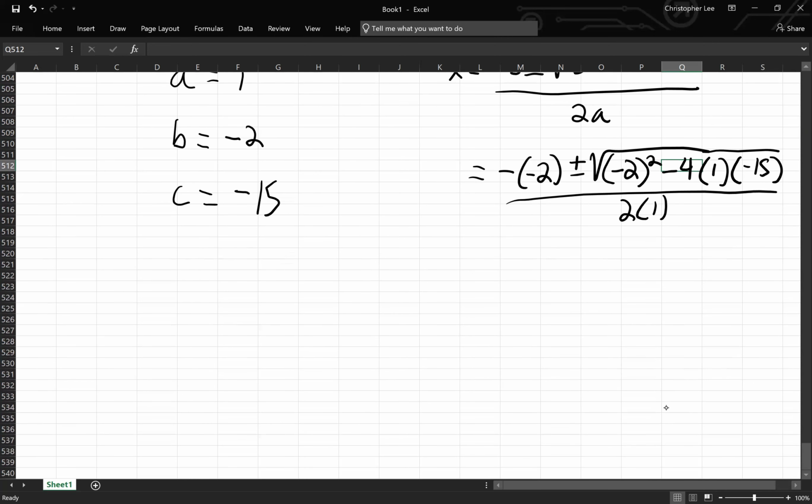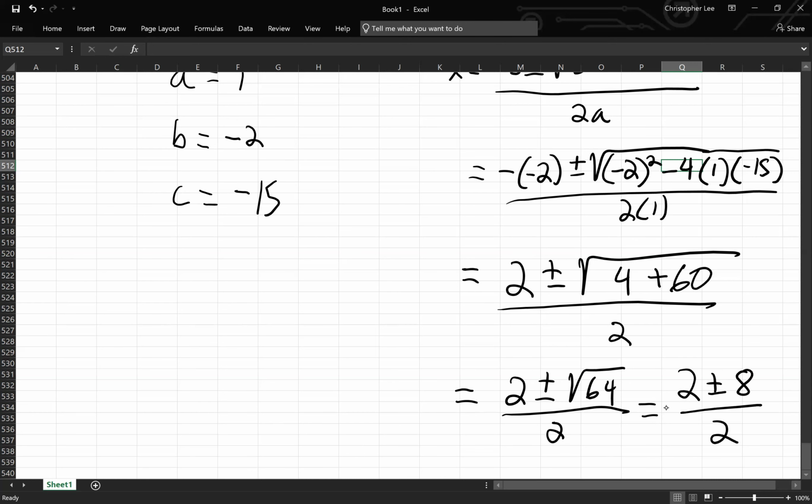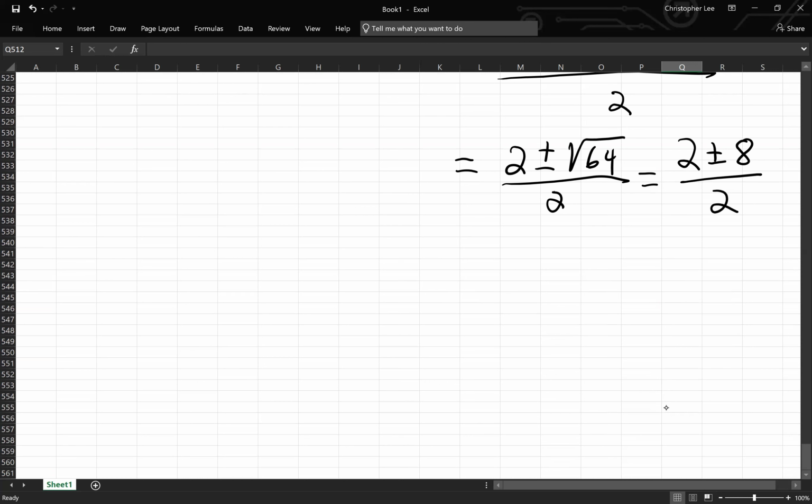After that, just do the math on that. Negative of negative is positive 2, plus or minus the square root of 4 plus 4 times 15. What's that? 60, all over 2. Let's call this 2 plus or minus the square root of 64 over 2, which is 2 plus or minus 8 over 2. Let's do a greatest common factor up top. So I'm left with what? 1 plus or minus 4 over 2.